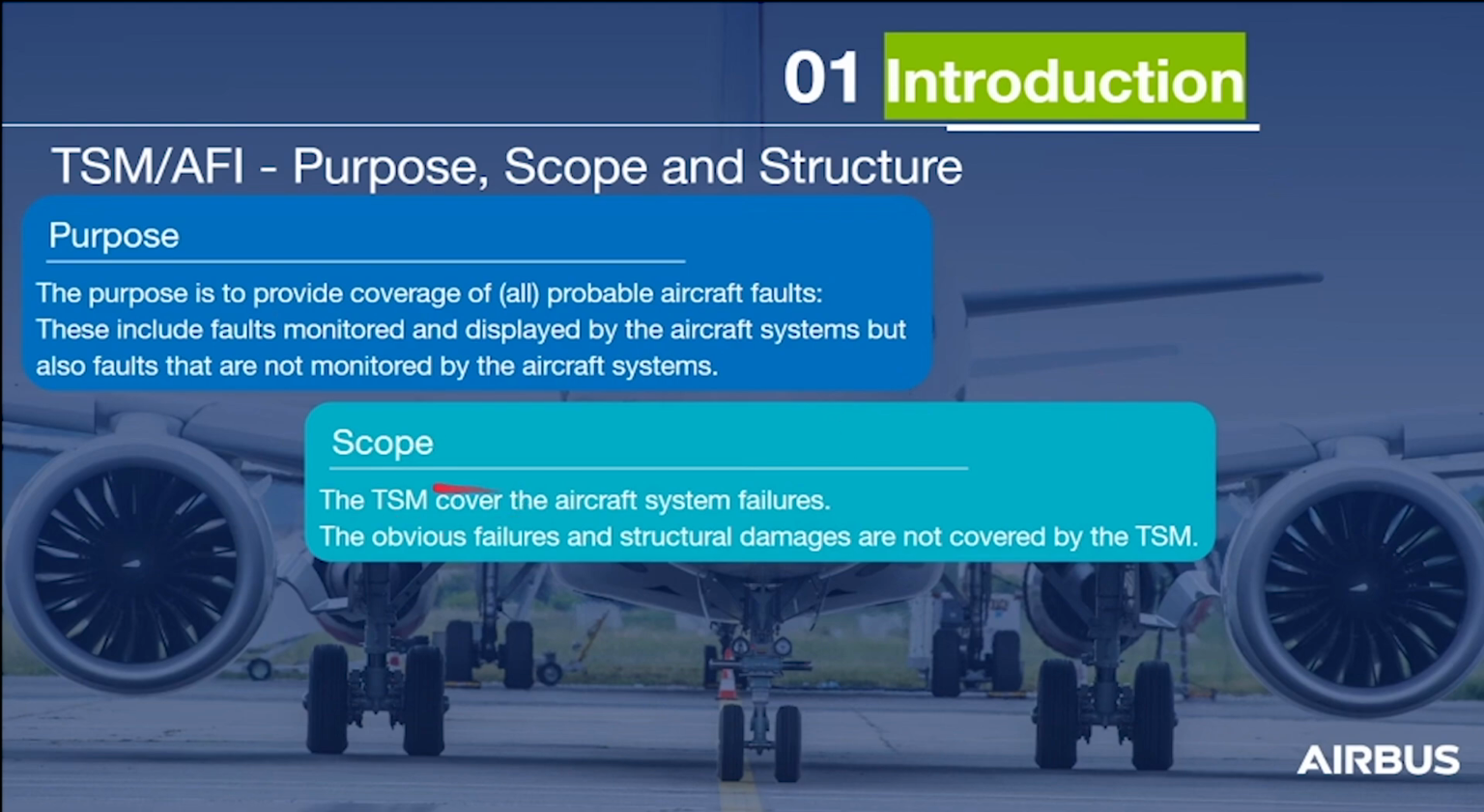The TSM covers the aircraft system failures, while obvious failures and structural damages are not covered by the TSM. Obvious failure is when the fault is evident, so in this case there is no need for fault confirmation and no need for isolation. In this case, the Aircraft Maintenance Manual is applicable and sufficient to clear the failure. Structural damages are covered by the SRM, Structural Repair Manual.